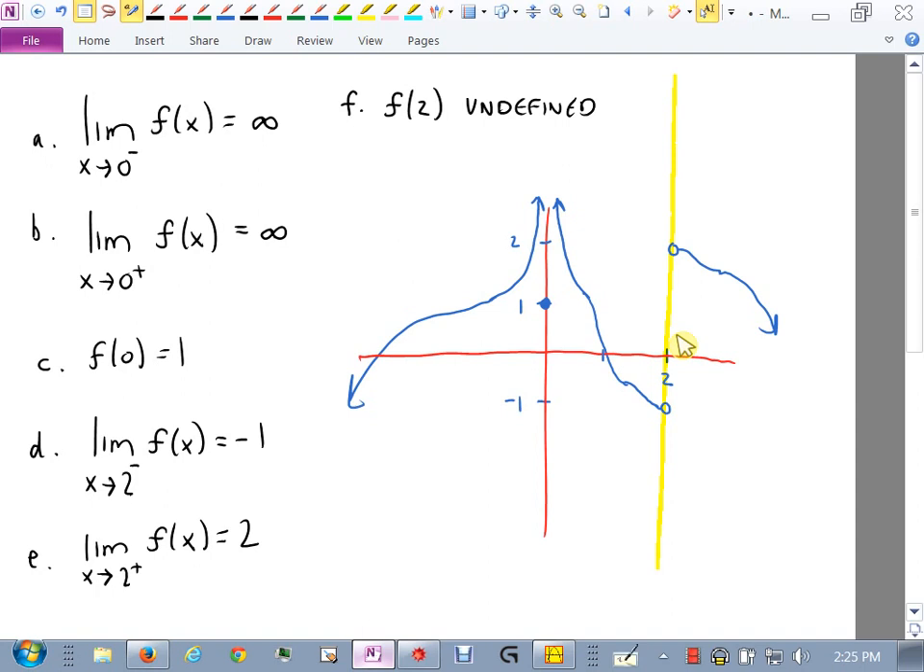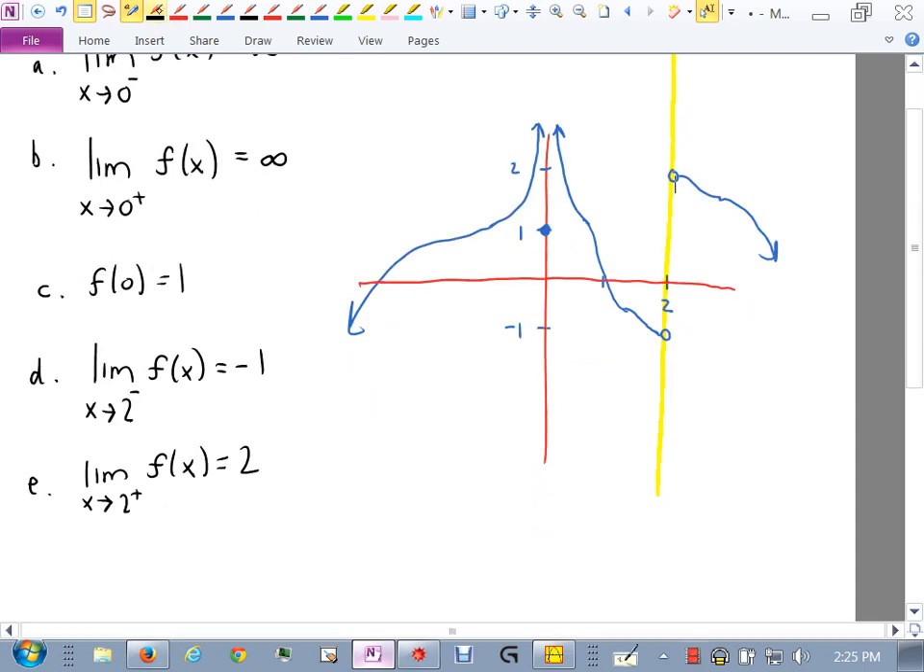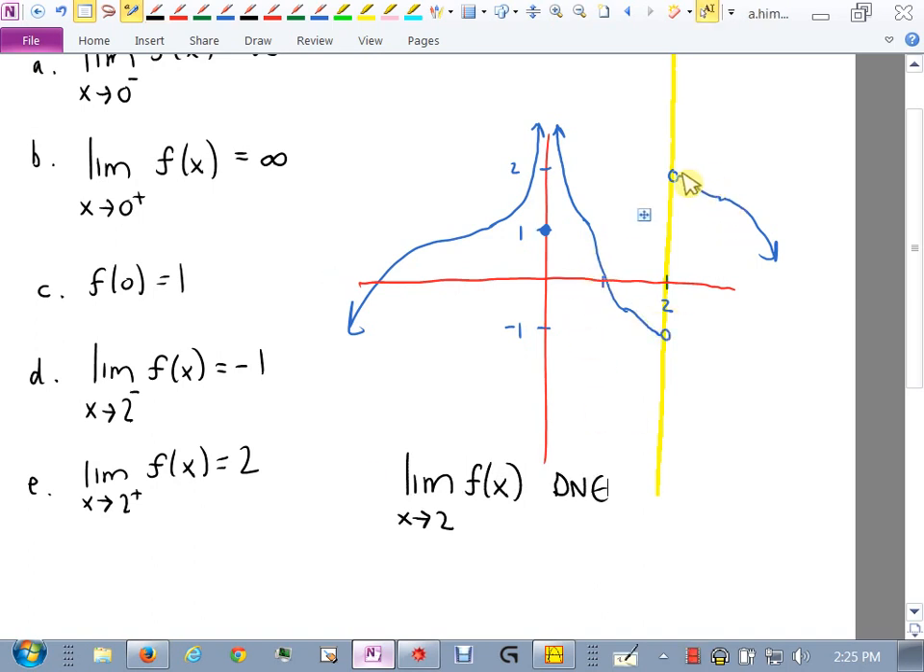Okay? By the way, what would the limit as x approaches 2 of this function be? That would be does not exist, right? Because from the left it's down here, from the right it's up here. What would the limit as x approaches 0 of this function be?